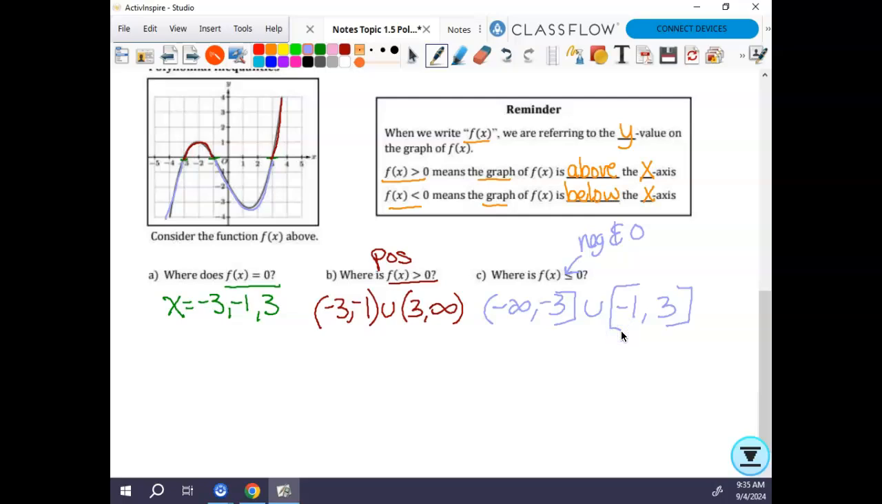What questions do you have? Anything? All right, so we are going to stop here today, and then the second page we're going to do tomorrow.